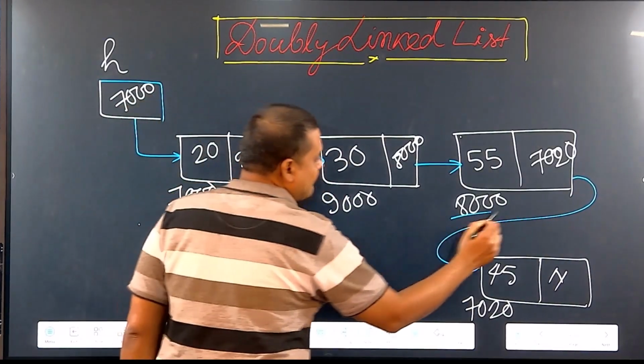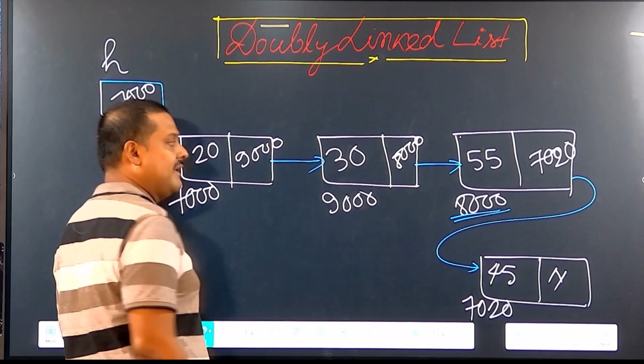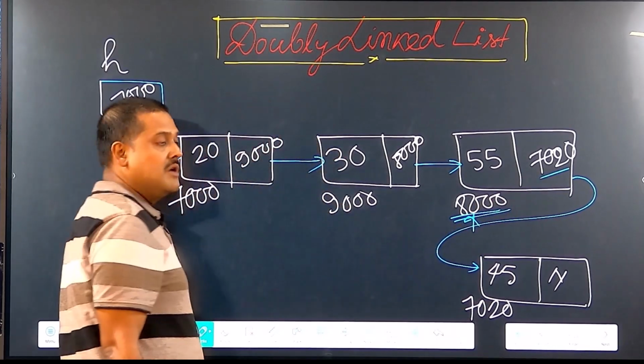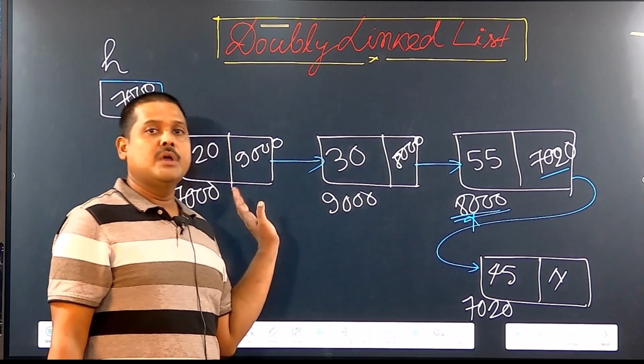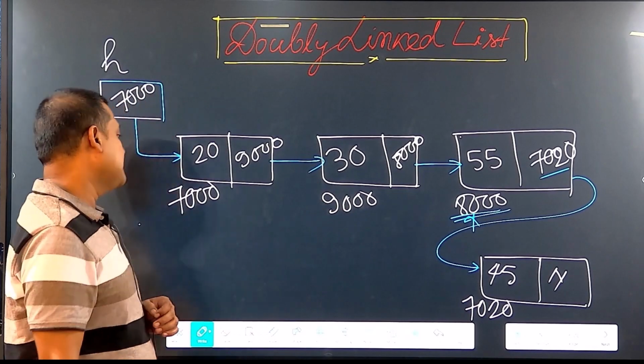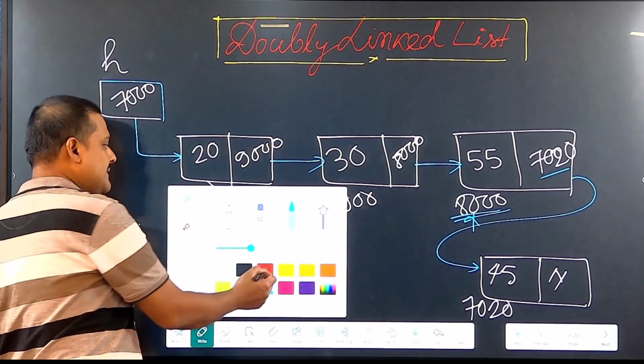So, if I have this value 8000, and I am here, then I can move forward because I have the address of the next node, but I can't move backwards. So, to resolve this problem, we have another concept. This concept is called a doubly linked list. The concept is very simple.